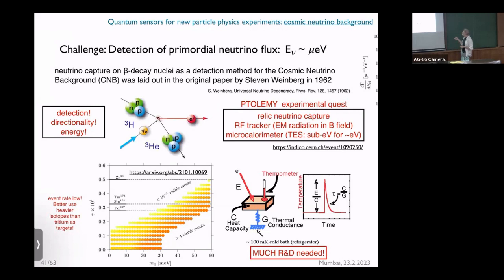And one proposal has been made, this is the Ptolemy proposal, that is trying to detect, in a first step, these ultra low energy neutrinos by, for example, interacting them with tritium. So in these interactions between the neutrino and the tritium, you have the inverse beta decay. You produce helium-3 and an electron, and you need to detect these two particles in terms of the direction and their energy. And the way that this is proposed to be done is to measure the electron, this is the difficult one, by producing actually a radio frequency tracker where you measure the electromagnetic radiation emitted by the electron in a magnetic field.